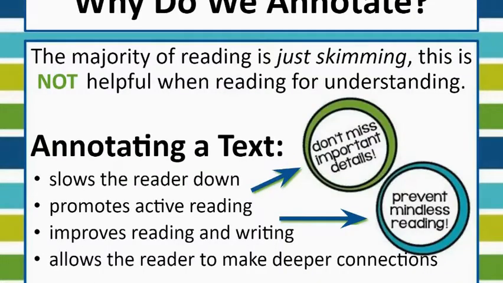So why do we annotate? The majority of reading is just skimming. So if you're just skimming the information, it's not helpful to you if you're trying to learn new information or trying to remember it for the long run. When you annotate, it forces you to slow down, it promotes active reading, it improves your reading and writing, and it allows the reader to make deeper connections. This is really important for history because you're going to learn a lot of information, and it's important to do your best to remember it.